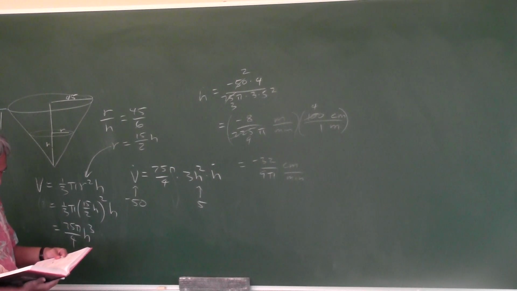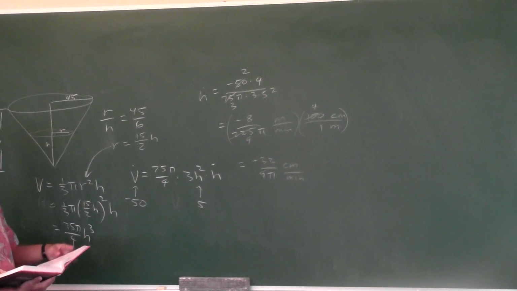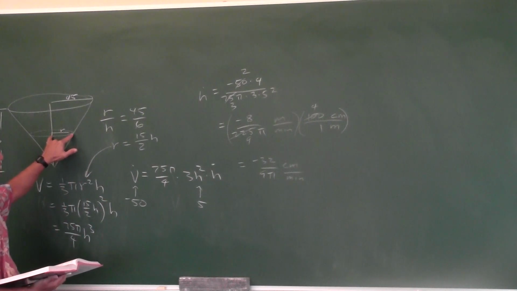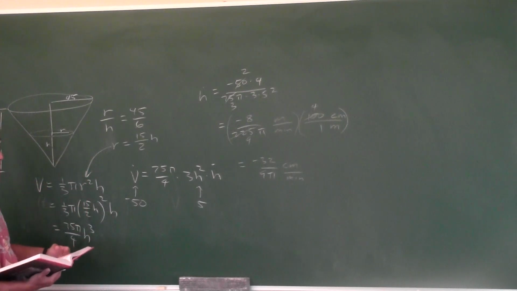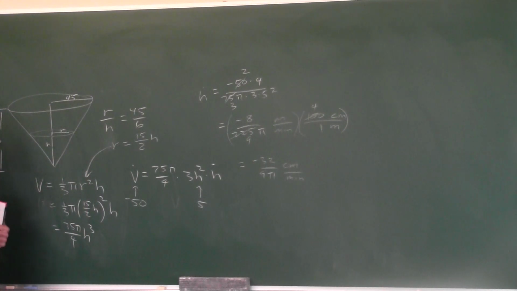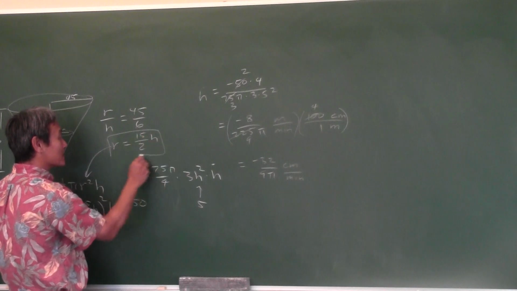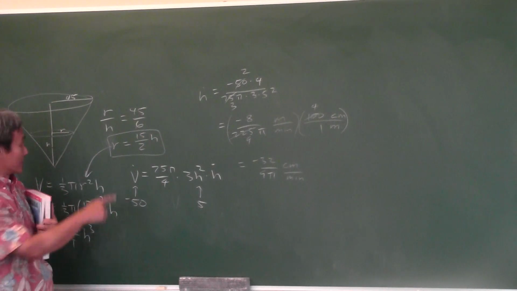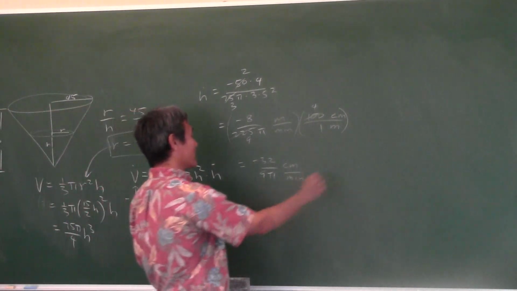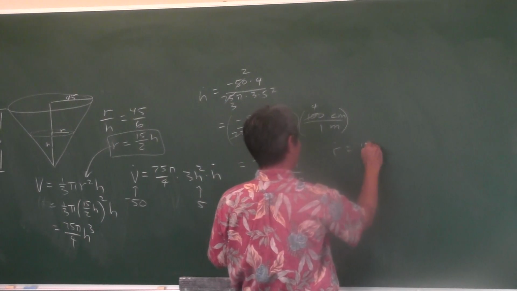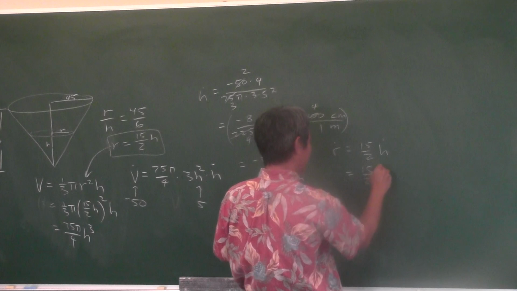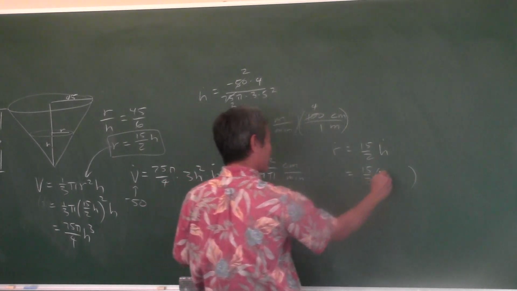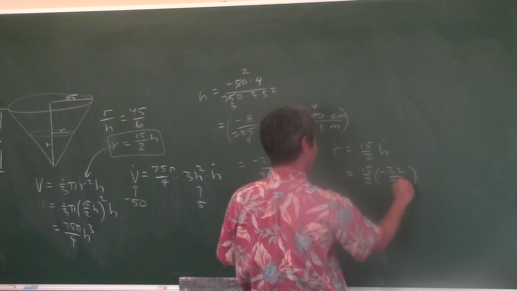Okay, that's part A. Part B, how fast is the radius of the water changing? So we need to find r dot now. This is just like the last problem. What equation can I go to figure out r dot? The one from the similar triangles. So just take the derivative right there. r dot equals 15 halves h dot. So all you have to do is multiply 15 halves times the answer you got here, which is negative 32 over 9 pi.